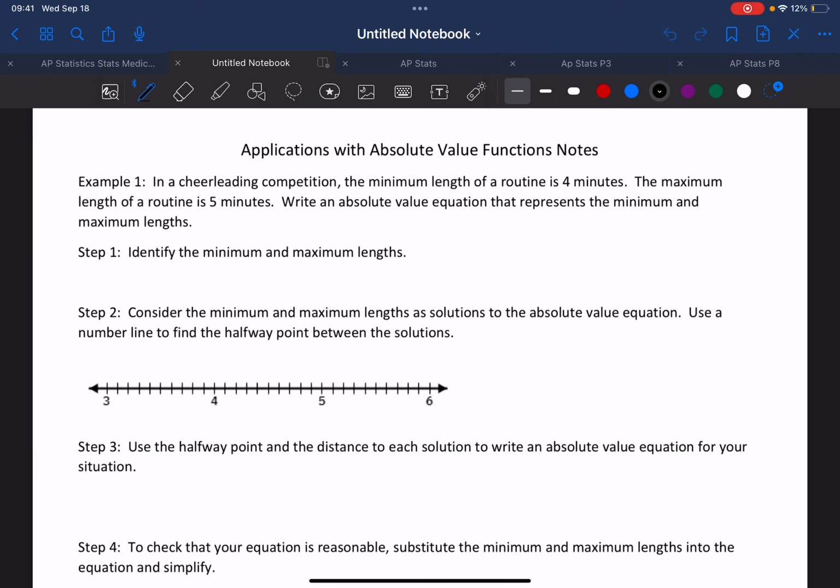Applications with absolute value function notes. So these notes are going to be about the applications or real-world problems using absolute value functions.